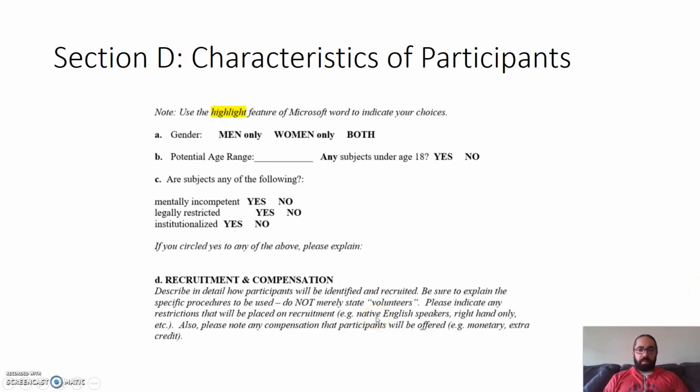The next section, specify your recruitment procedure and how subjects will be compensated. Don't just state they'll be volunteers. State how you will advertise the study. If you're planning to advertise via email, provide a draft of the email. If you're using the psychology department's online SONA system, specify that you'll be using the SONA system to recruit participants, and be clear about what type of compensation will be required and any restrictions on recruitment.